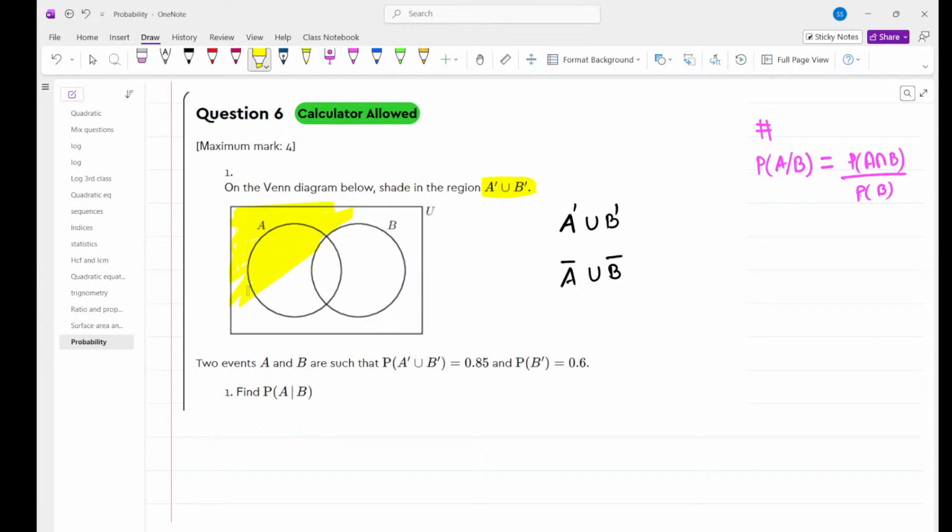Why did you include A? You said all of the elements in A's complement and in B's complement. Let me explain it. Wait, why did you circle B? Let me explain it.